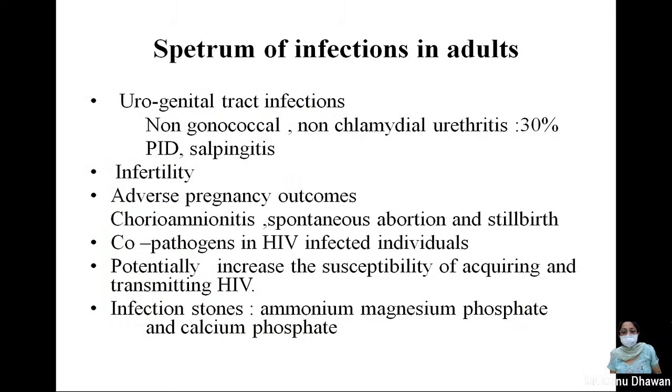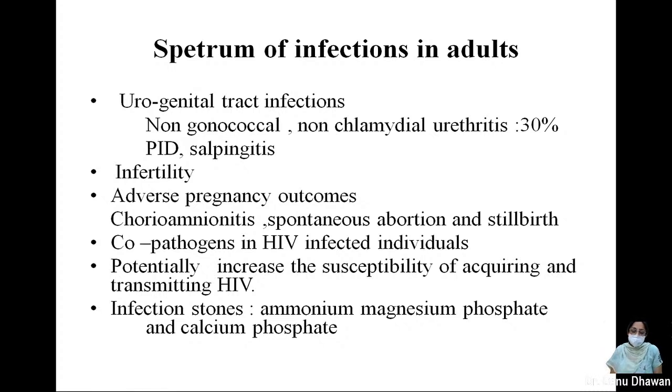Now, just to repeat the spectrum in adults: urogenital tract infections, cause of non-gonococcal, non-chlamydial urethritis in 30% of cases, pelvic inflammatory disease, salpingitis in women, with the sequelae being infertility. Ureaplasma is especially a cause of adverse pregnancy outcomes like chorioamnionitis, spontaneous abortions, and stillbirth. Then, like most STIs, they are also co-pathogens in HIV-infected individuals. These organisms potentially increase the susceptibility of acquiring and transmitting HIV.